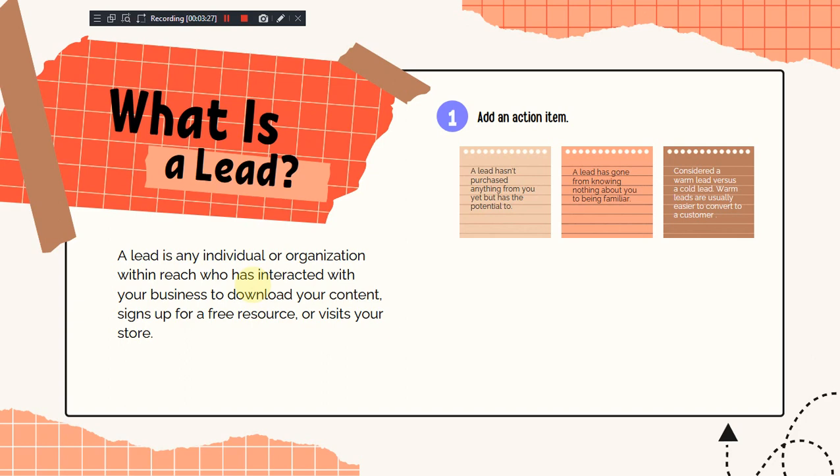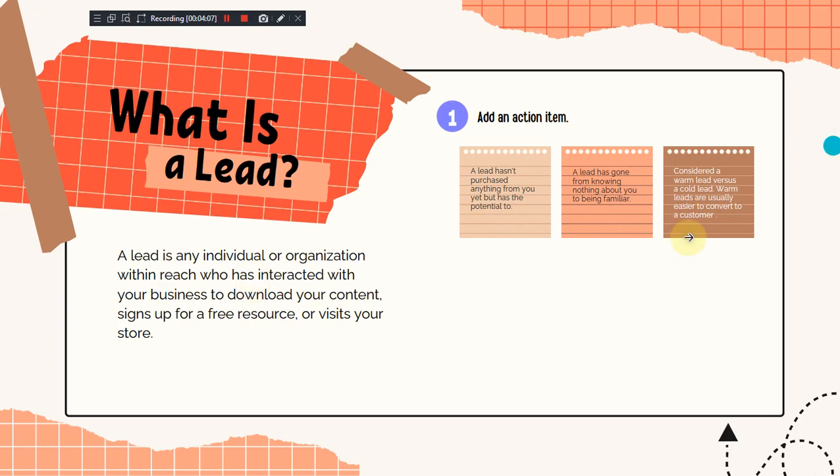So it may be something like downloading a piece of content, maybe asking for a free sample of something, maybe a free trial of something. Maybe you are having people sign up for a free resource, or maybe you are having someone, if they visit your store, sign up to get your sales information or your updates or whatever. So, lots of different things that we can have our potential customers do to signal to us that they are interested in what we have to offer.